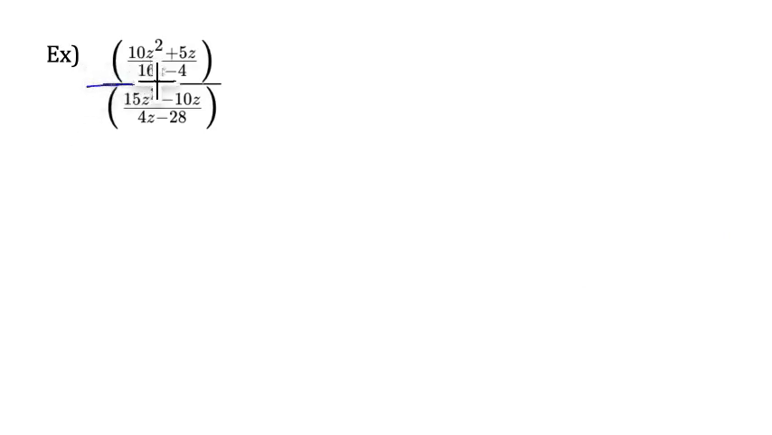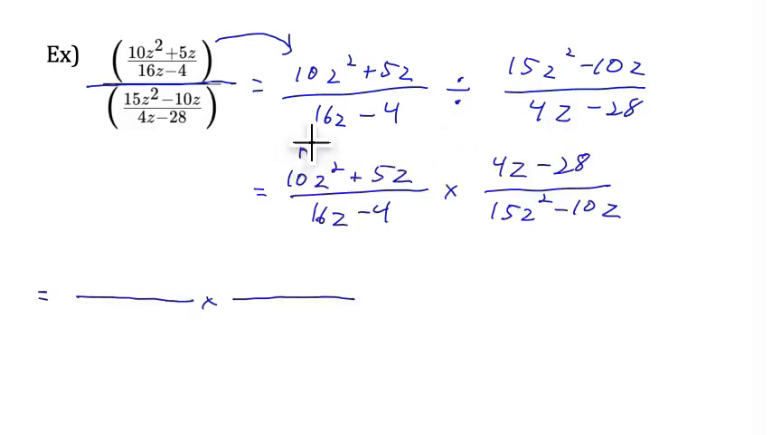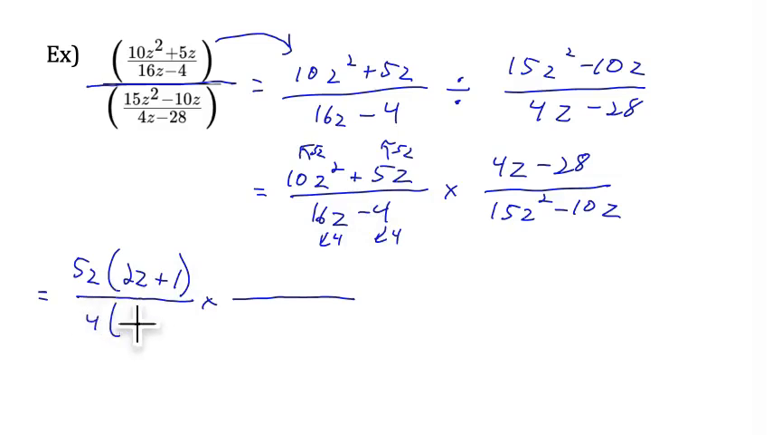Once again, we will rewrite this fraction bar as a division sign. Now we can rewrite it as a multiplication problem by multiplying by the reciprocal. Looks like we can factor out a 5z from those two terms. And in the denominator, we can factor out a 4. So we're down here, so we factored out a 4. Up here, we can factor out a 4 as well. And down here, we can factor out a 5z.